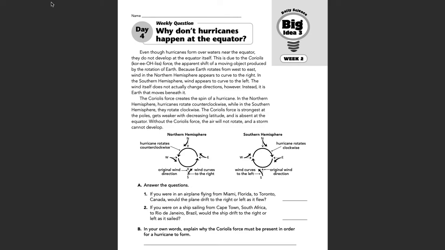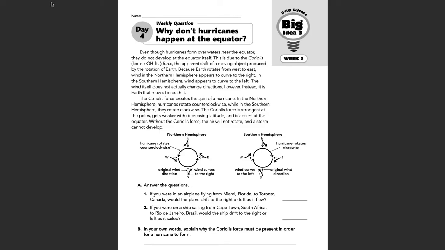The Coriolis force creates the spin of a hurricane. In the northern hemisphere, hurricanes rotate counterclockwise, while in the southern hemisphere they rotate clockwise. The Coriolis force is strongest at the poles, gets weaker with decreasing latitude, and is absent at the equator. Without the Coriolis force, the air will not rotate and a storm cannot develop.